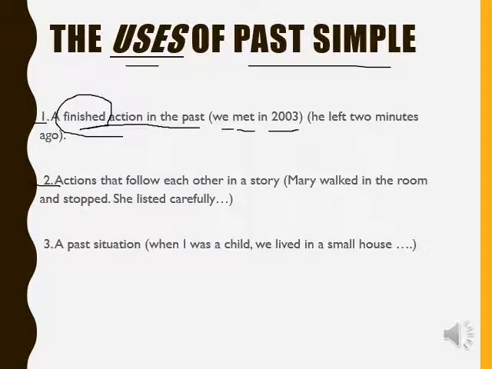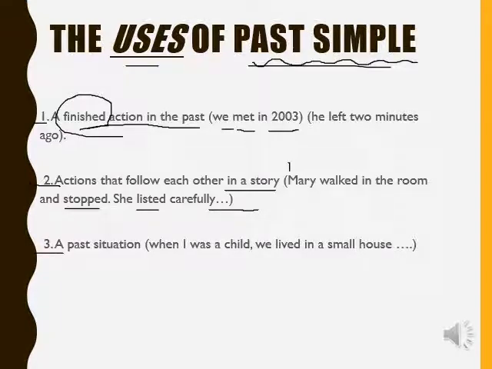Second, actions that follow each other in a story. عادة من نتكلم بشكل قصة، فالقصة عادة تكون أحداثها منطقيا في الماضي. So when I am telling a story من أتكلم عن أحداث تمت بشكل قصة، إذن هي أحداث تمت بشكل ماضي. المثال اللي عندي Mary walked to the room and stopped. She listened carefully. وأكمل. هنا أنا اللي أتكلم عن قصة. ماري مشت في الغرفة. Stopped توقفت. She listened استمعت بحذر. ولا أكمل سرد القصة. So when I'm telling a story in the past I use past simple. أستخدم الماضي البسيط.